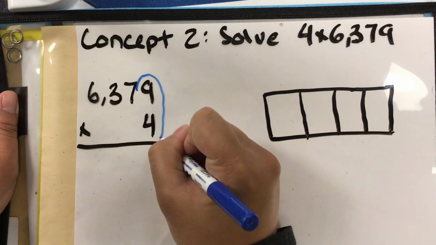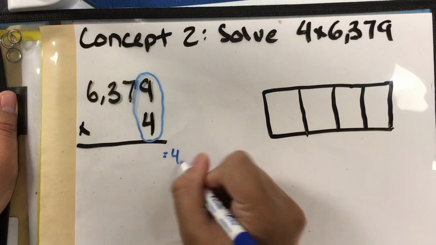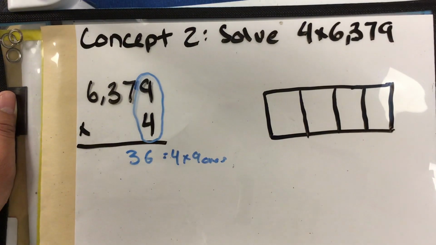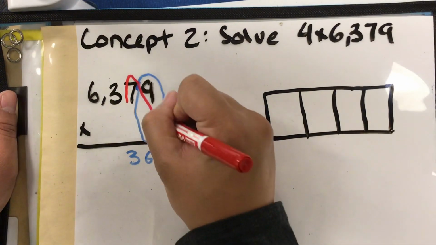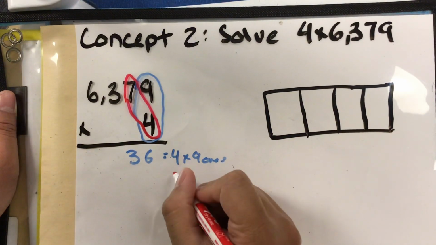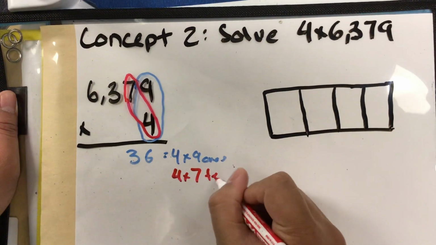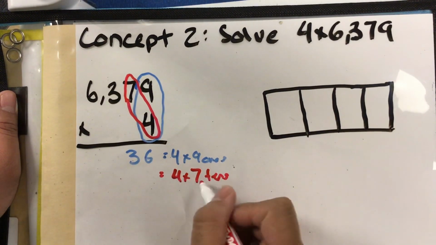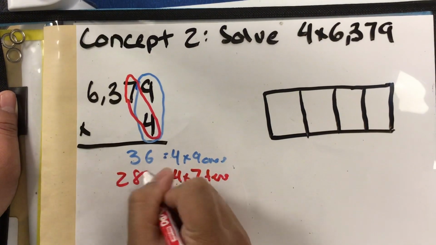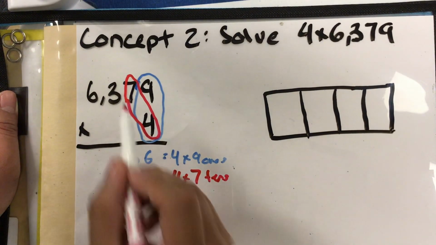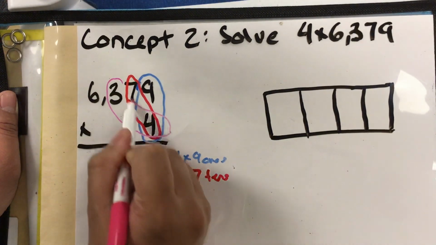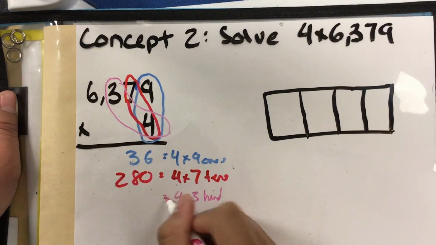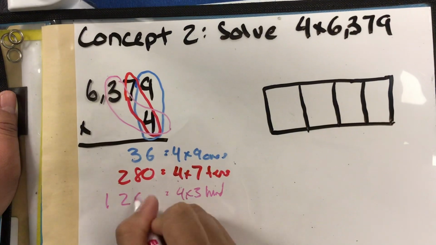First, we're going to look at 9 times 4. So we have 4 times 9 ones. That equals 36. Okay, next one, we're going to have 4 times 7 tens. 4 times 7 is 28, so that's 280. Okay, next we have 300s times 4. So 4 times 300s. That equals 12 and 2 zeros, so 1,200.